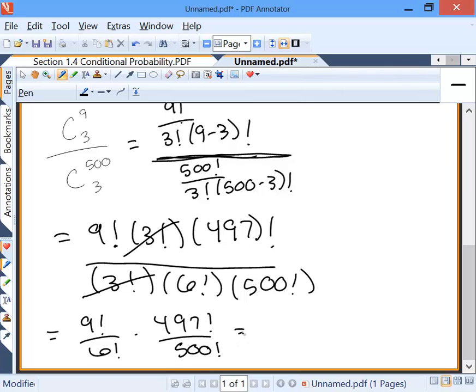Okay. So 9 factorial is 9 times 8 times 7 times 6 dot dot dot times 2 times 1, over 6 times 5 times 4 times 3 times 2 times 1. Okay, so what happens here? So those are gone, right?